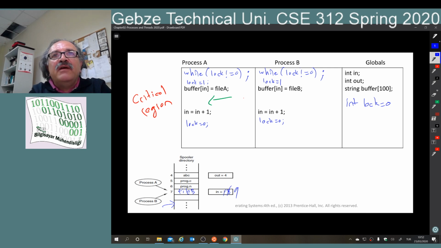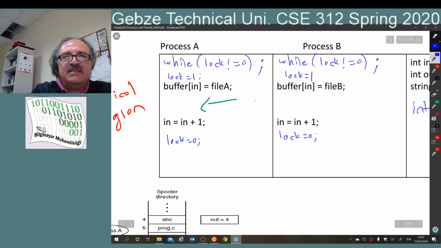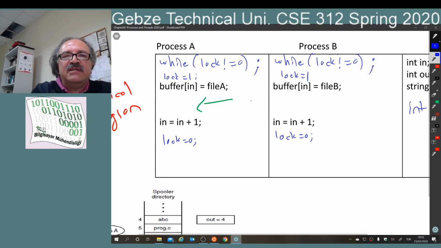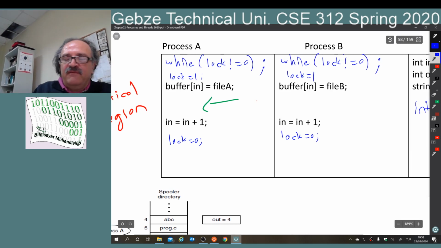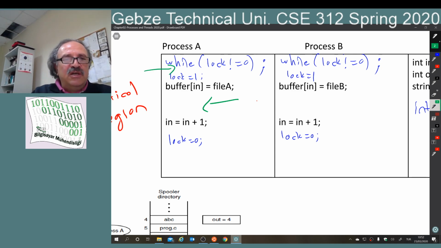What if, yes, Barish says, what if an interrupt comes in right after the check? He means, let's say lock is 0. Since lock is 0, I don't enter this loop. I come here, but what happens if the interrupt comes at this position before I get to change the value of lock? If the interrupt happens there, again, I have a race condition.